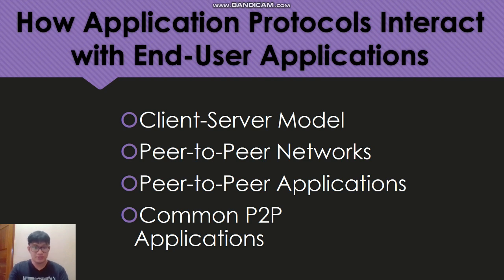Last one for this slide is the common P2P application. With a P2P application, each computer in the network running the application can act as a client or a server for the other computers in the network running the application. Common P2P networks include four: number one is eDonkey, number two is G2, BitTorrent, and also Bitcoin.